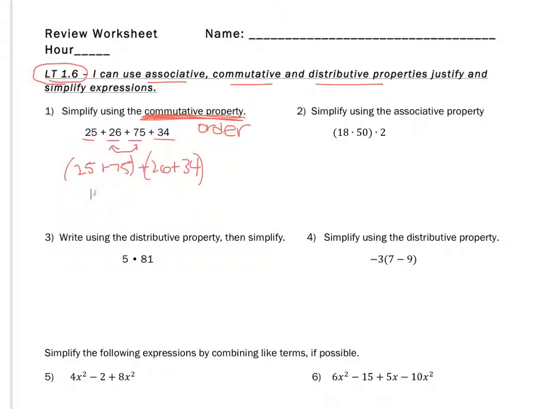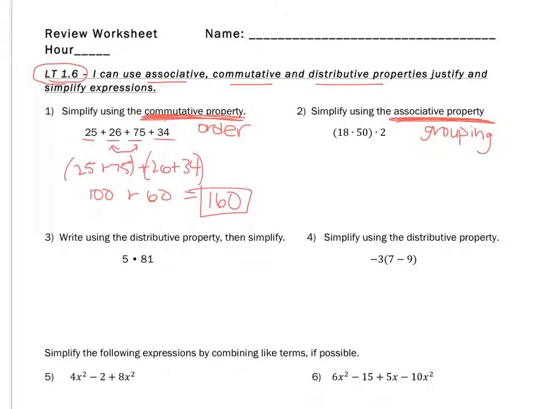25 plus 75 is 100. 26 plus 34 will be 60, so then now we get easier math there. 160 is our answer. So I just use the commutative property to switch up the order to get my answer. Number two, it says use the associative property. Well, the associative property is talking about how we group the numbers, or like the grouping of it. So it's talking about parentheses and how we should order it.